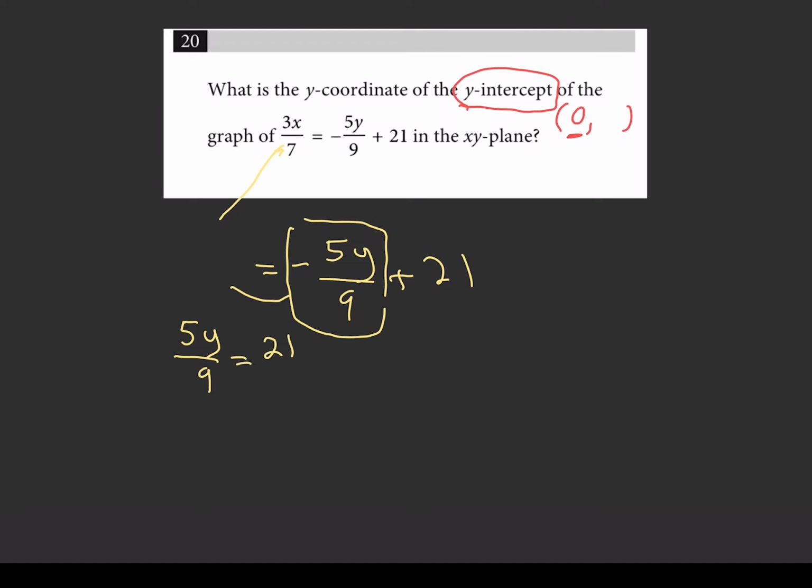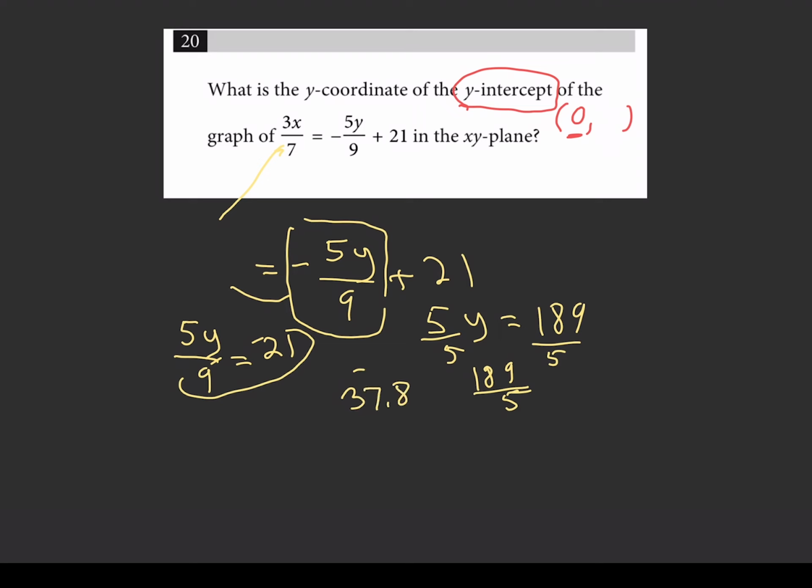Now, when I cross multiply, multiplying both sides by 9, I end up getting 5y is equal to 189. Dividing by 5, we get y is equal to 189 over 5. That is the answer, 189 over 5, or you can also grid that in as a decimal. It comes out to be 37.8. Either one is acceptable.